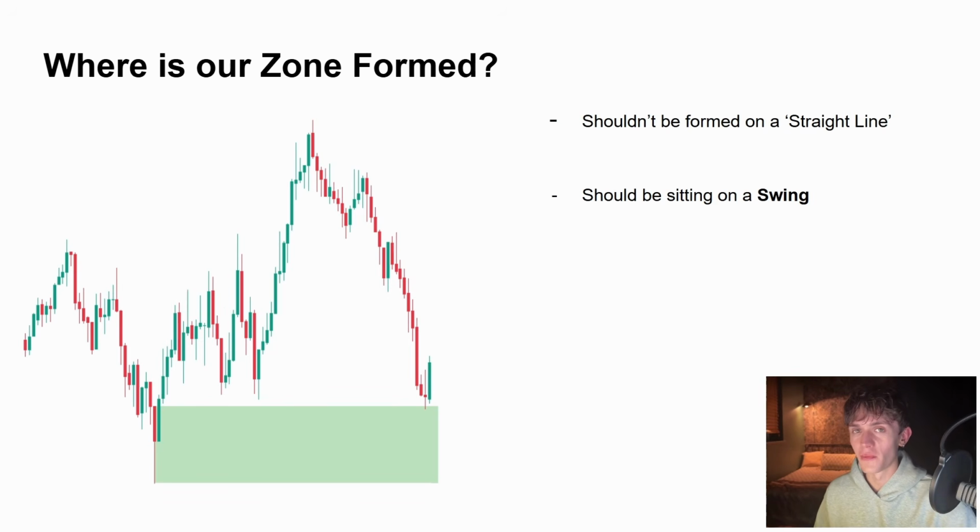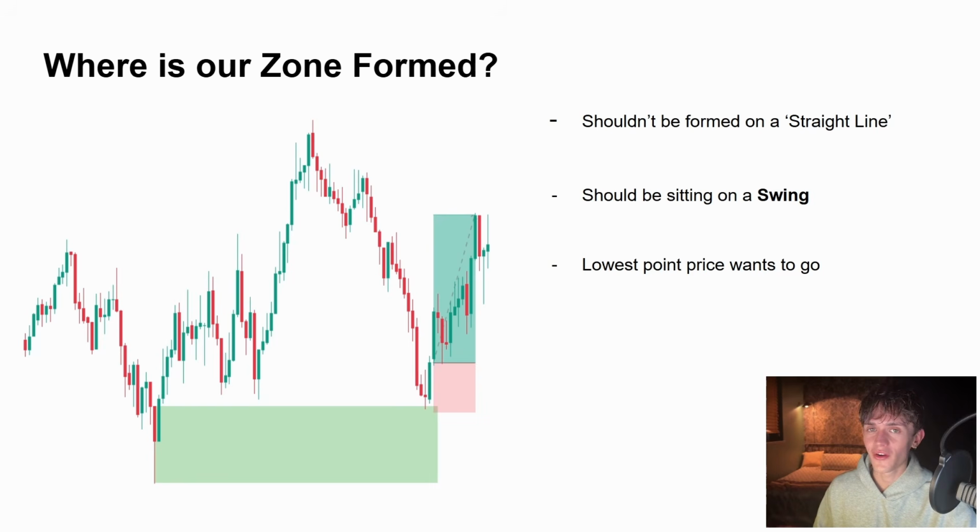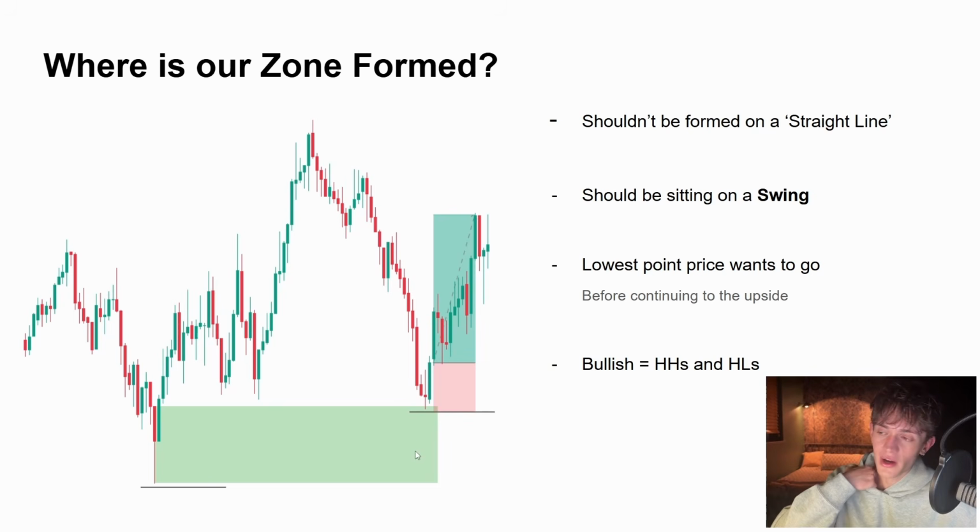If we are looking for a demand, then we should be in an uptrend. And in an uptrend, we want to make consistent higher highs and higher lows. Therefore, this should be the lowest point that price wants to go before continuing back up to the upside. Once again, bullish is literally just going to be higher highs and higher lows. If the market is actually uptrending, then it's not going to want to break this low, since that would form a lower low, which is simply not a trait of an uptrend.